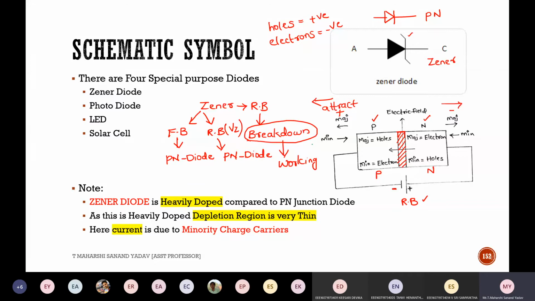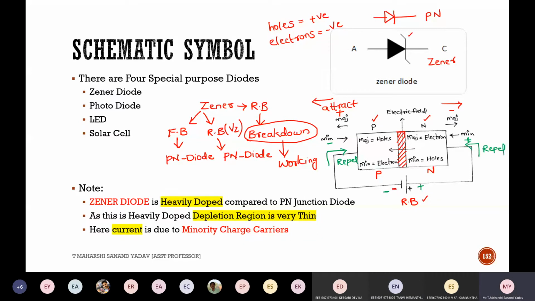Now tell me what will happen for minority carriers. What are the minority carriers in P-type? Electrons. Electrons are negatively charged, and here they are positively charged. Now consider this negative and this negative. What will happen? Repel. Repulsion means they are moving towards the depletion region. Here also the same thing: positive and positive repel. That's why they are moving towards the depletion region.